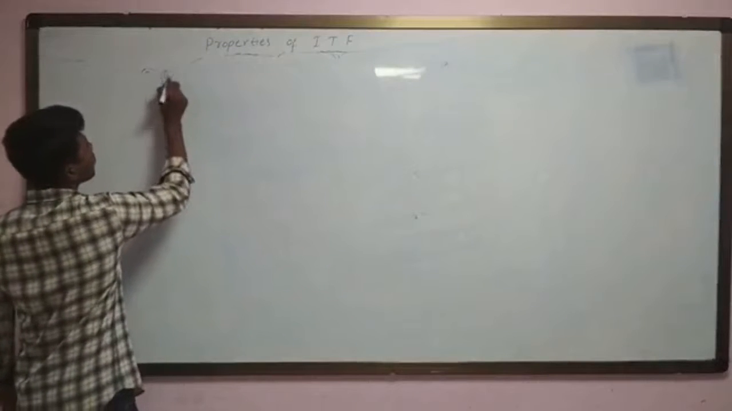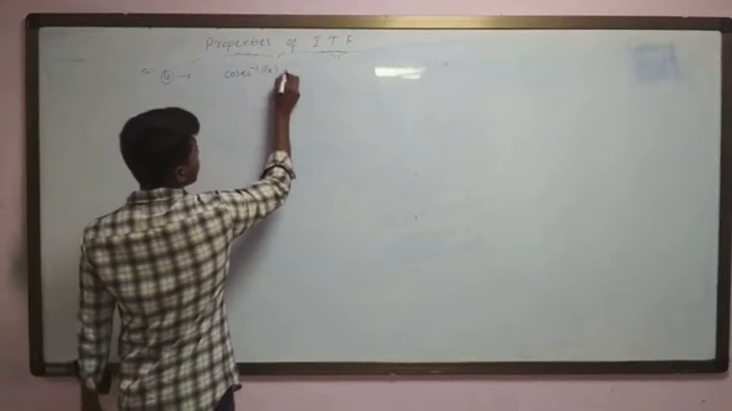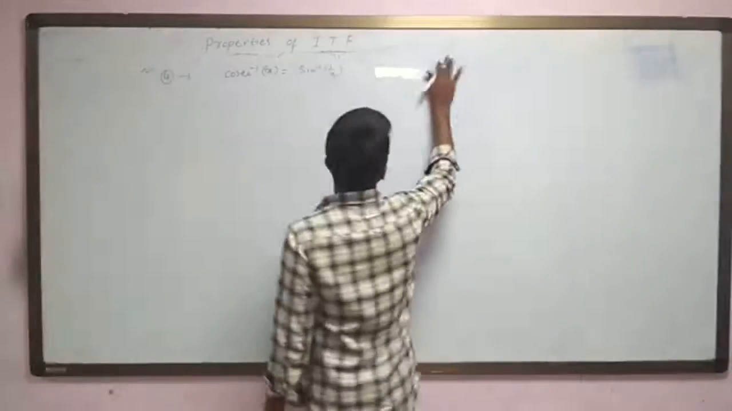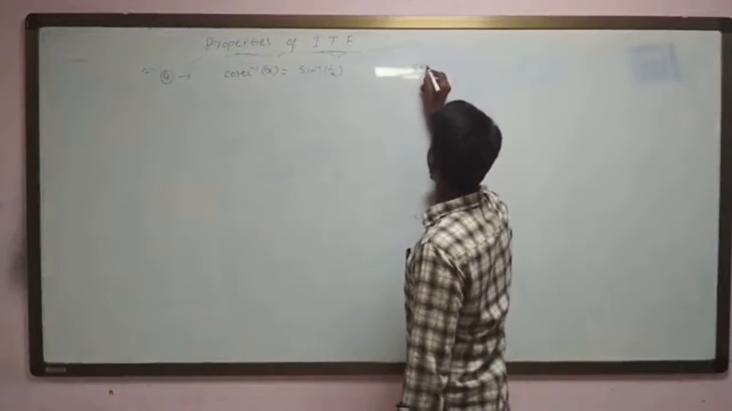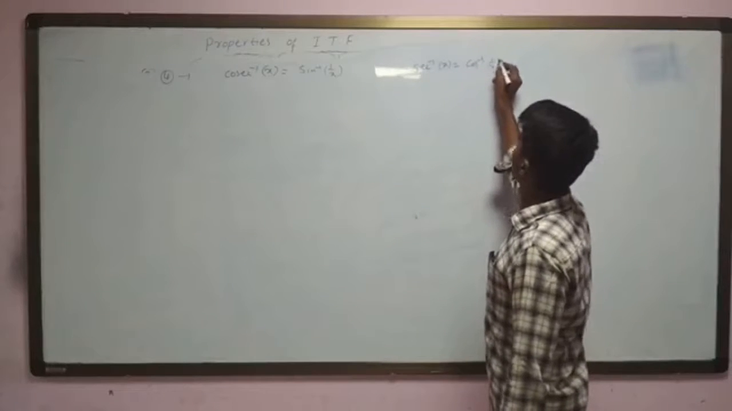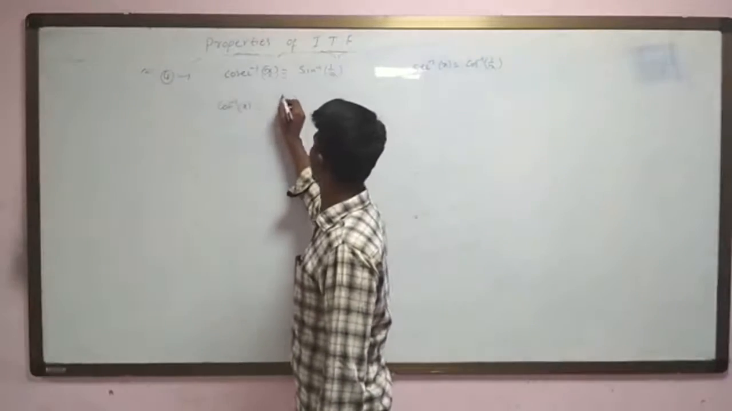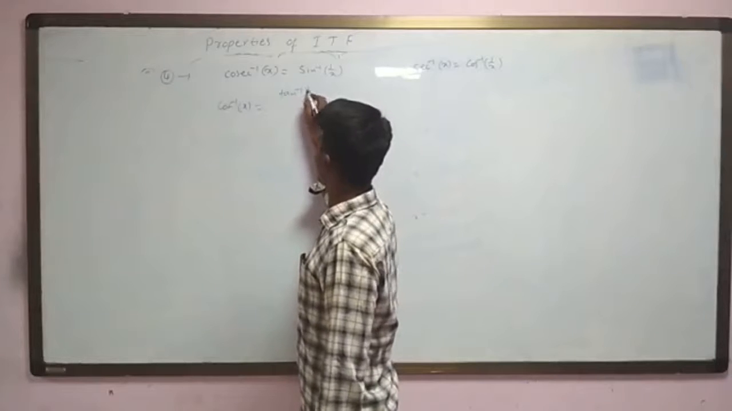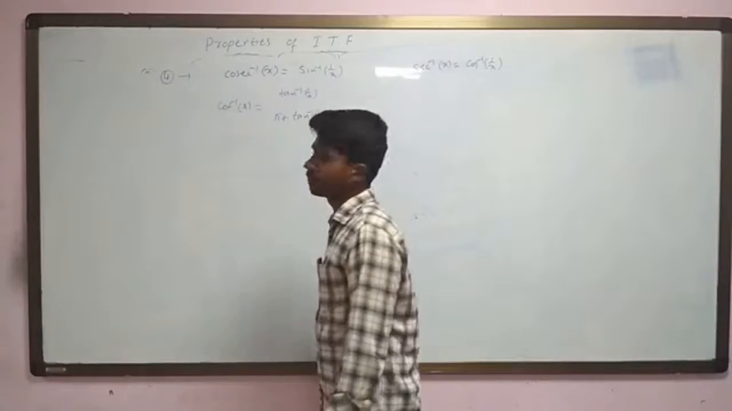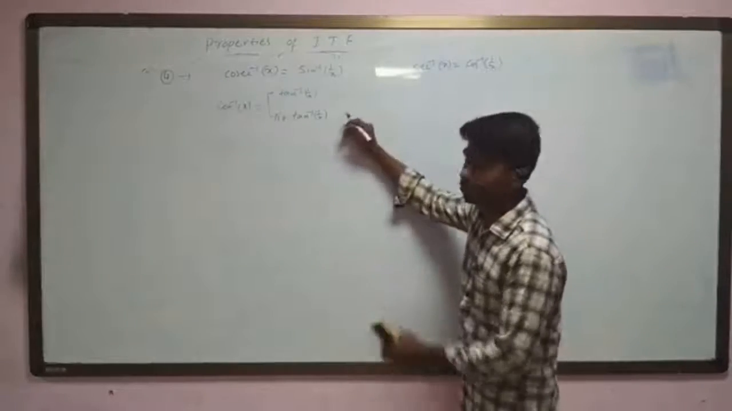Property number 4. Cosecant inverse x is equal to sin inverse 1 by x. Secant inverse x is equal to cos inverse 1 by x. Cot inverse x is equal to tan inverse 1 by x, and pi plus tan inverse 1 by x. So why did we get two values for cot alone, and for what values do we split it?